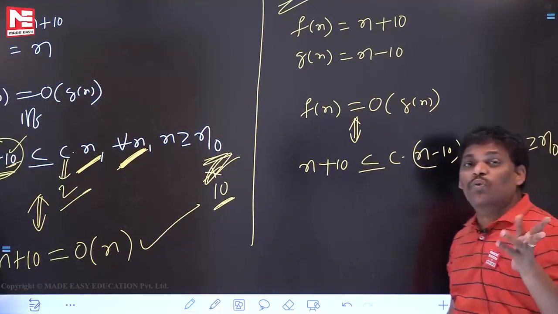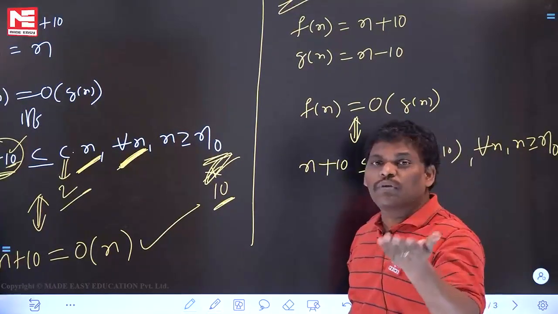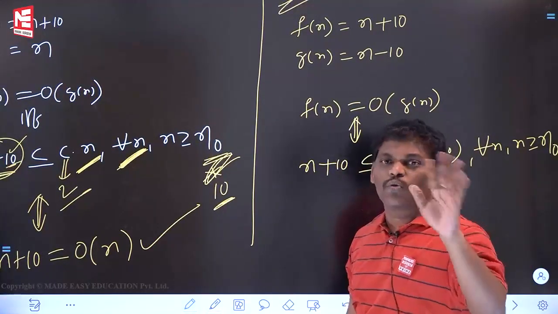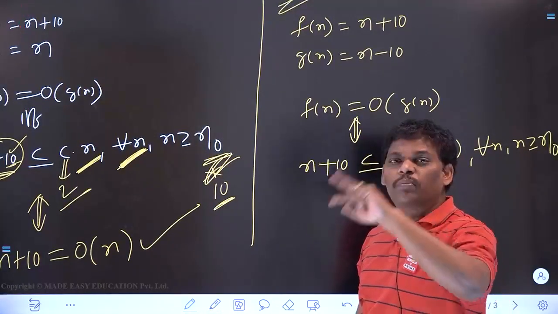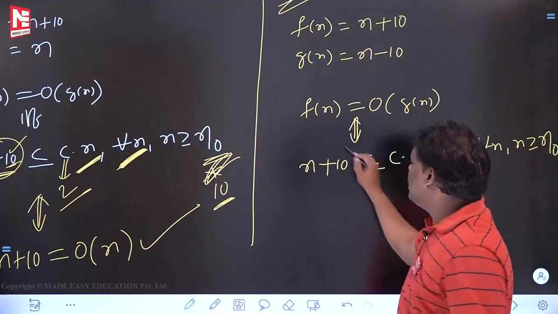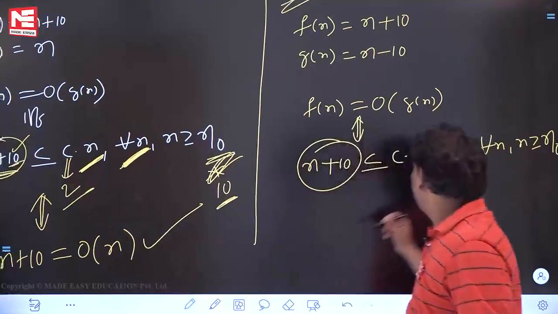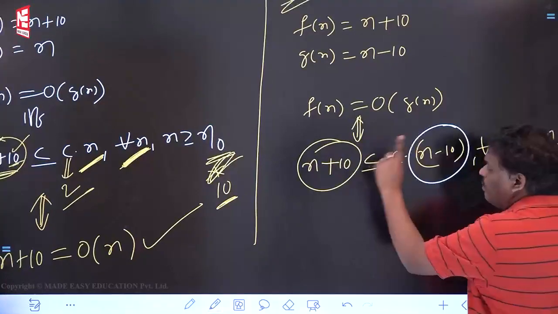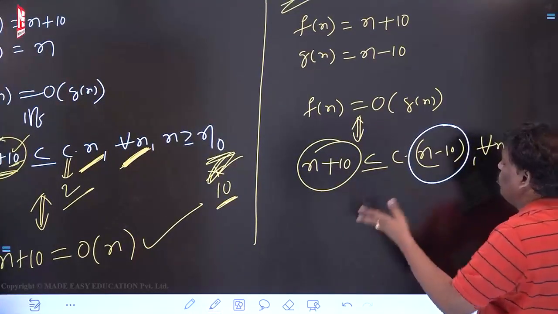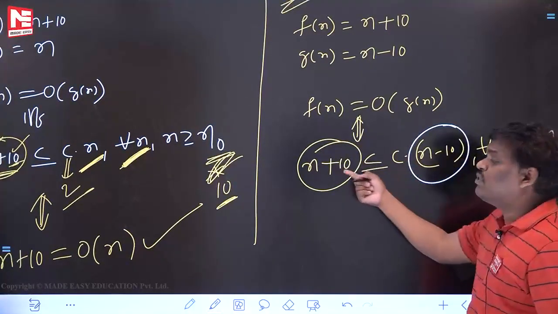Now one more thing I want to ask. What is the meaning of big O? Comparing left to right, it should be bigger or equal. Let's check here. Left is n plus 10, but right is n minus 10. You know very well, comparing left and right, left will be bigger.